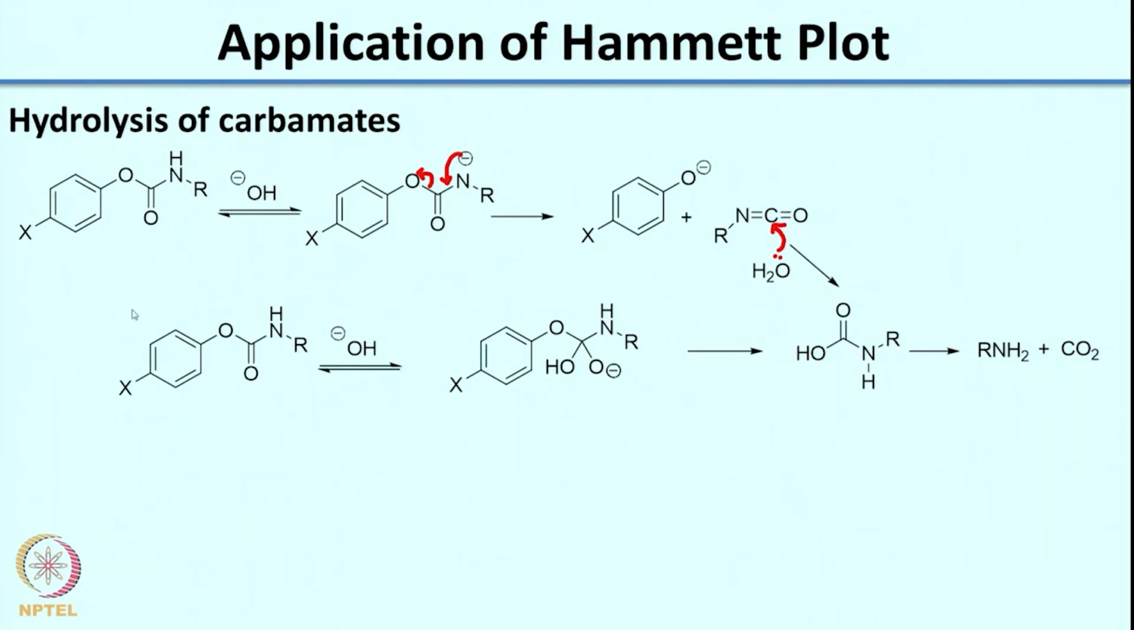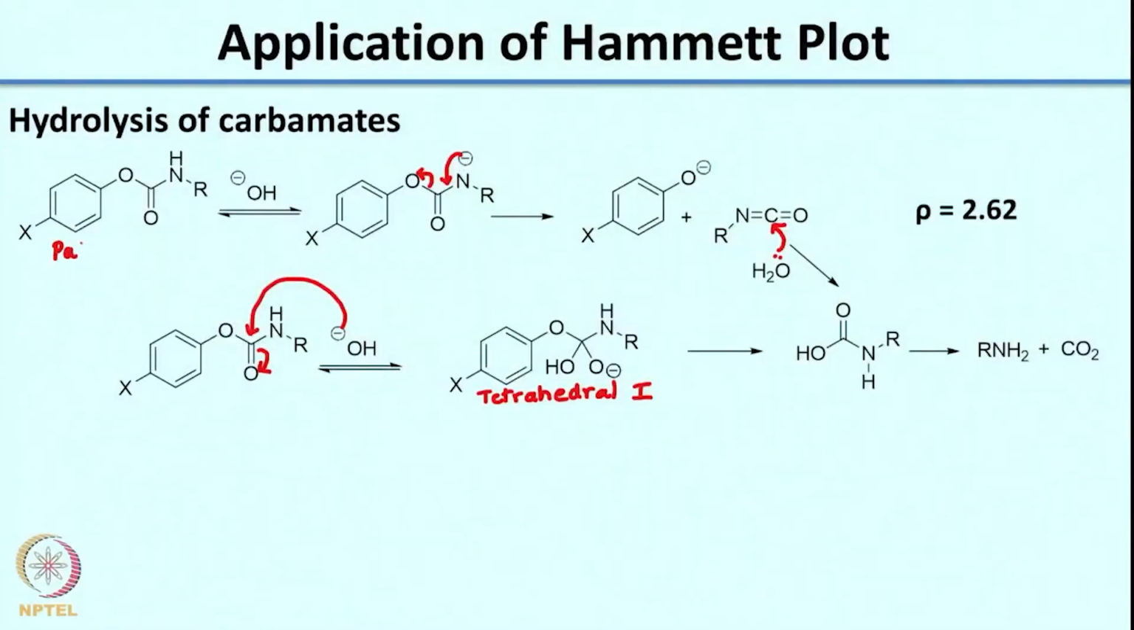Now another mechanism for this would be where you have the OH minus acting as a nucleophile instead of the base. So the OH minus now is a nucleophile, it will attack here, and what you end up getting is a tetrahedral intermediate. Now when the Hammett analysis was done for this reaction, what was found was that the rho value is 2.62. So now which of these pathways is the reaction going through?